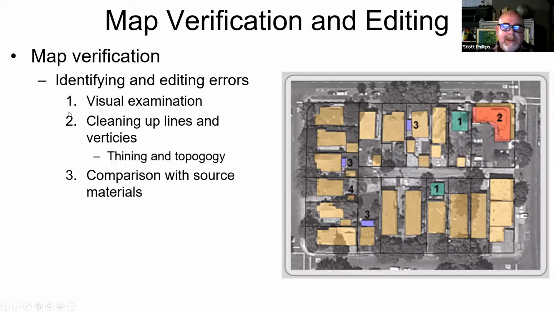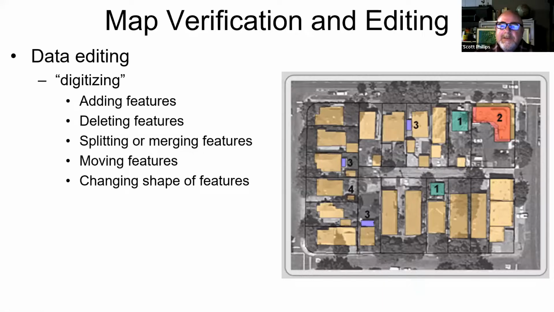Okay, and then moving on to map verification and editing. Map verification is about identifying and editing errors in the map. And there are a few ways you can do this. One is just visual identification, viewing the map, looking for errors. We talked about topology a moment ago. There are ways that the GIS system can check for topology errors and flag those for you. There are processes where it can clean up some things automatically, and then there are some where you need to view and resolve some errors yourself. And then lastly, you can compare your map with other documents, other source materials, to see how well what you have in the GIS aligns with, say, a paper map that goes with whatever it is that you're working with.